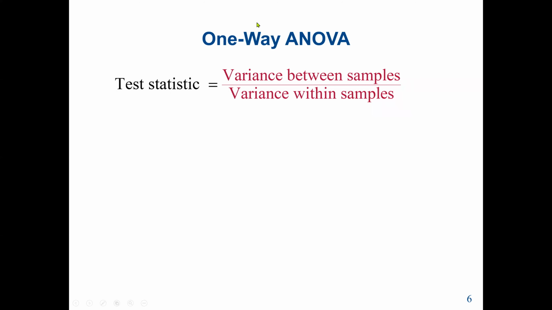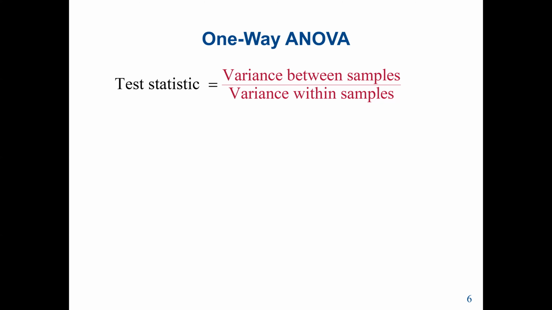So for one-way ANOVA, to do your test statistic, we find the variance between samples divided by the variance within samples. That's the formula for the test statistic. Again, ANOVA is hypothesis testing, so the same steps apply: we have to state our HO and HA. HA will always go against HO. Then we have to know the level of significance, and then we have to find the critical value.